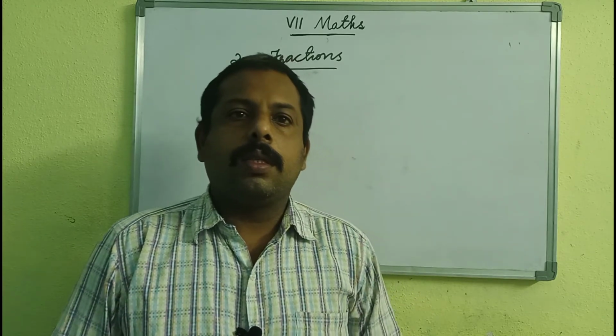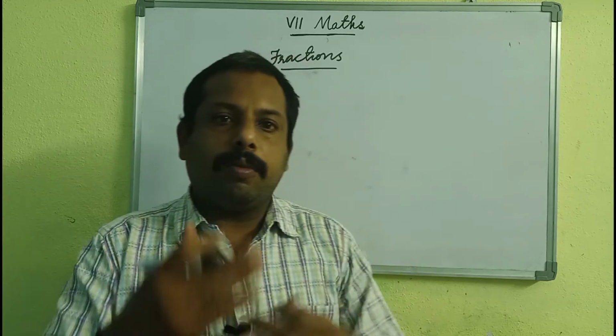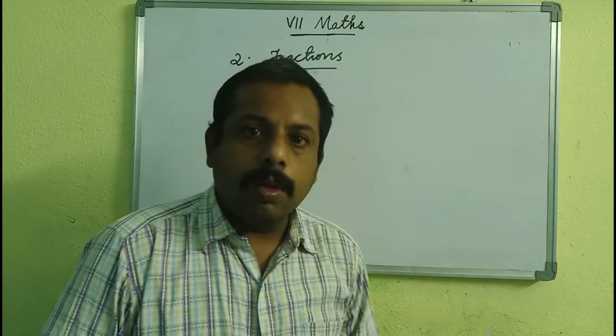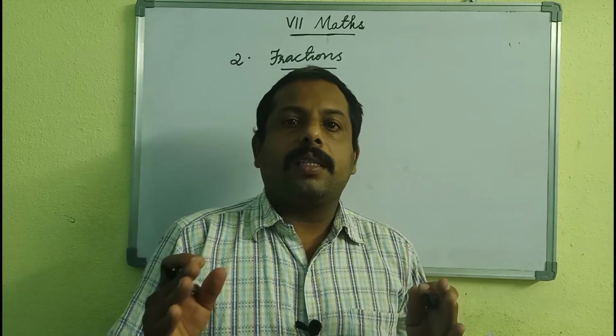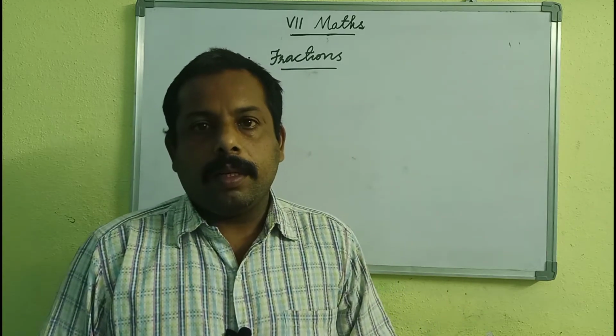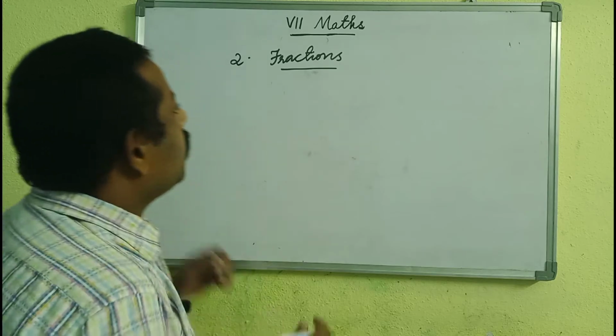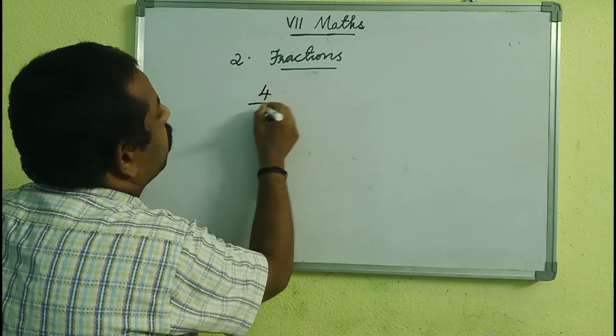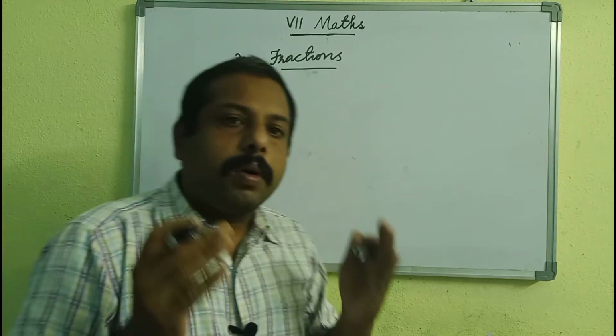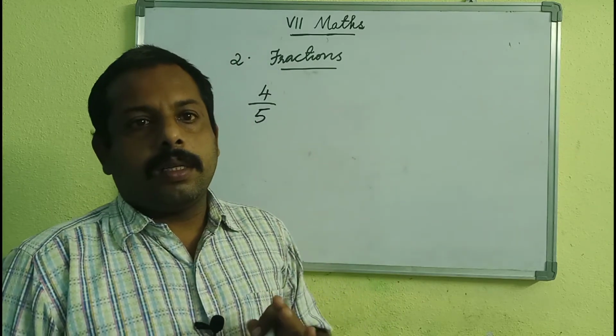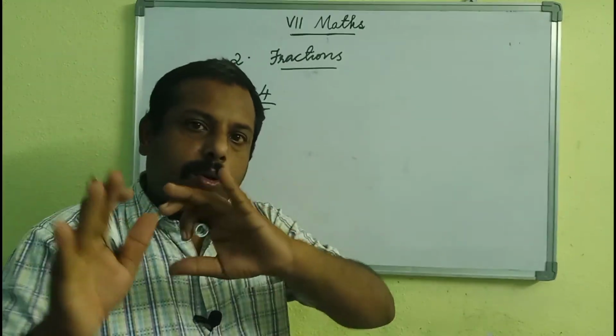Fractions are the numbers that can be written in the form p by q, where q is not equal to 0. At the same time, fractions can be part of something. For example, when you say 4 by 5, that means 4 parts of 5 parts. What are the total parts? 5. Out of 5, 4.